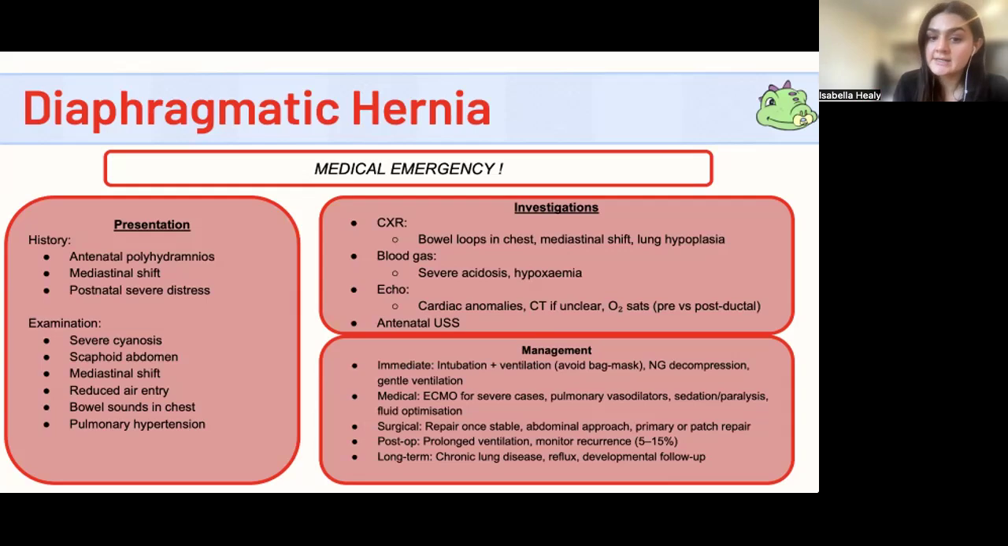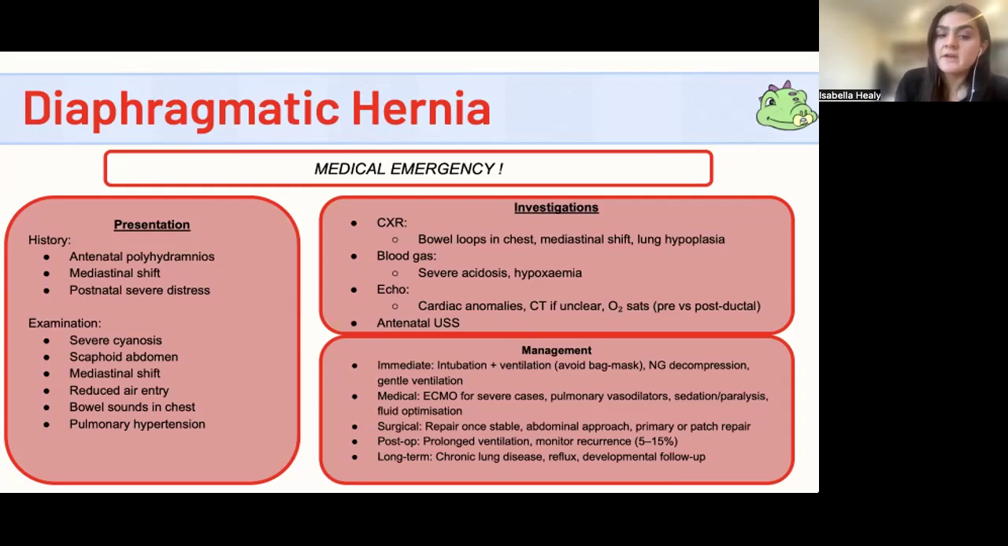So another case where bag mask ventilation is avoided, because this can worsen gastric distension and further compromise their breathing. Immediate intubation and mechanical ventilation are usually what's pursued, and nasogastric decompression as well. The key is gentle ventilation, because you want to avoid pneumothorax in the hypoplastic lung. And something I found in the literature is that units that report very high survival rates concentrate very, very intensely on minimizing lung injury, especially in the initial hours after birth.